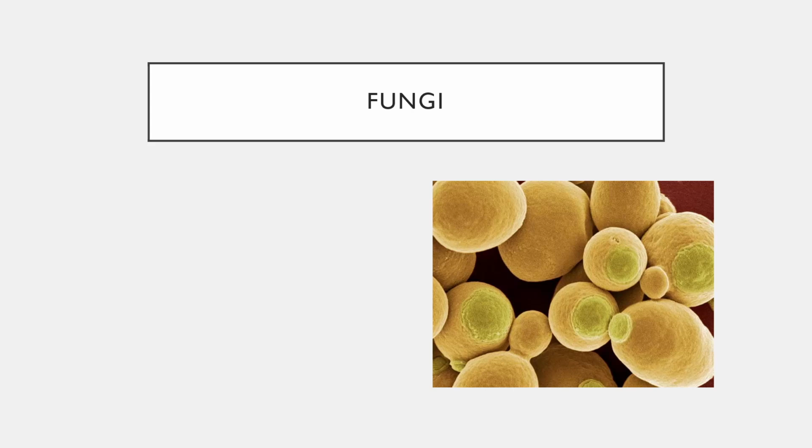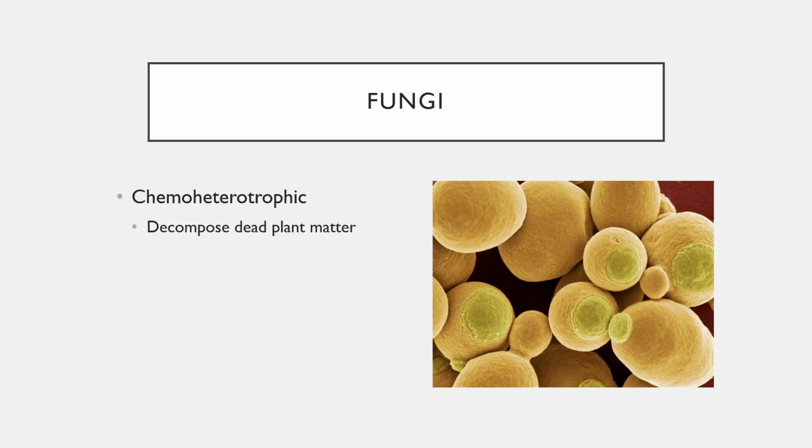Fungi are a diverse group of organisms, but they do share some unifying characteristics, including the fact that they are chemoheterotrophs. So you may remember that this means that they obtain their energy from chemicals and they obtain their carbon from organic sources. Usually, fungi are involved in the decomposition of plant matter. In this sense, they play an important role in ecosystems.